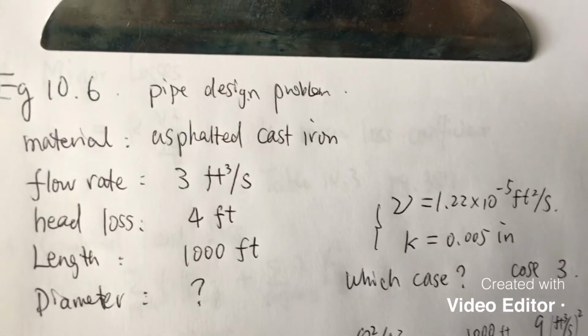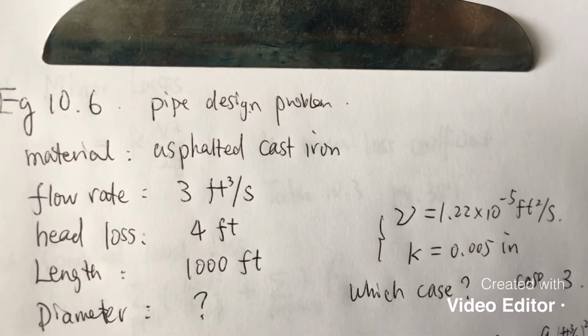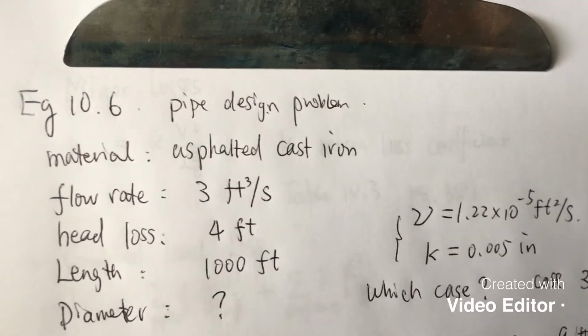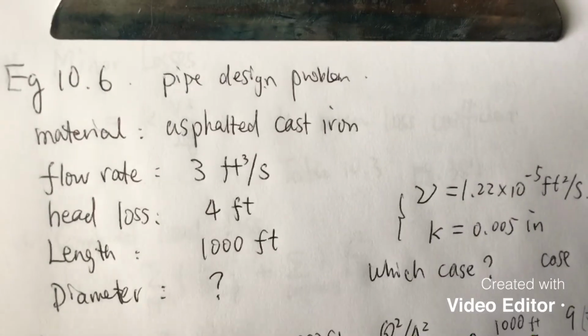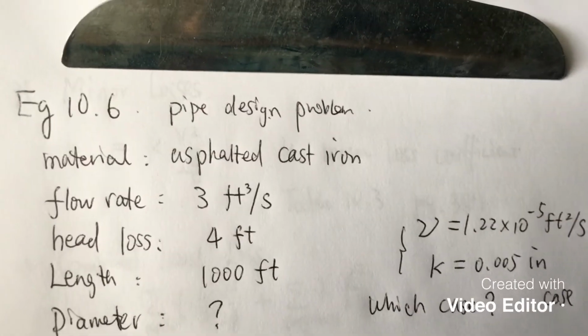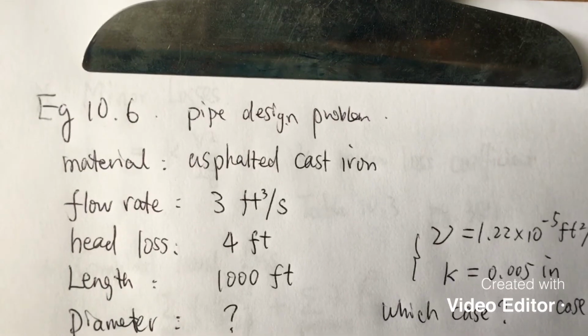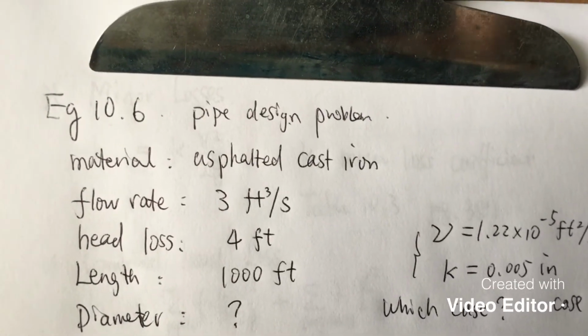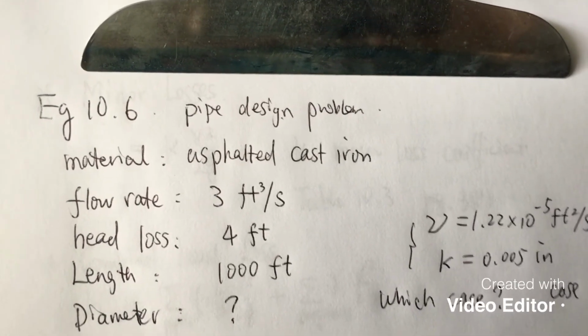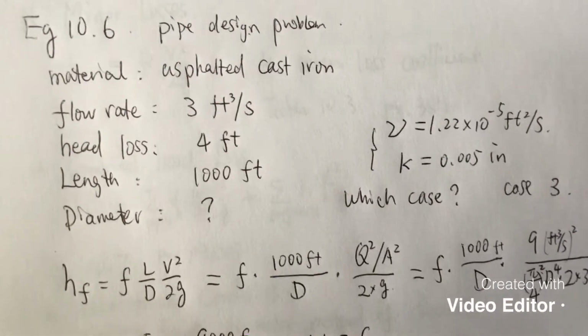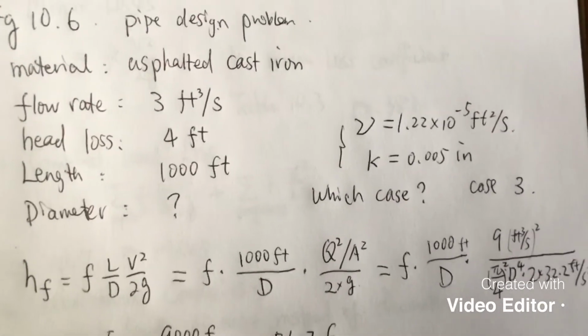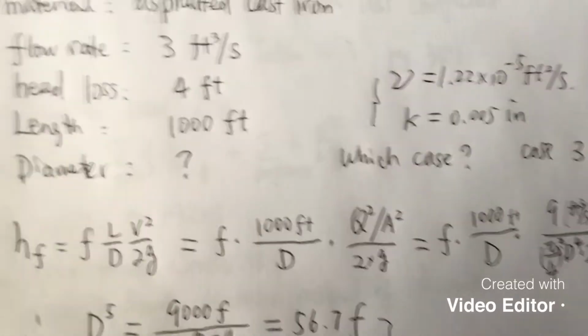So which case is this? Obviously, this is case 3, to find the diameter. Your unknown is the diameter, right? Do we have everything we need? Flow rate, length, and head loss. We need these, so it should be good. We should be able to solve this problem using an iterative method. So let's go through it.